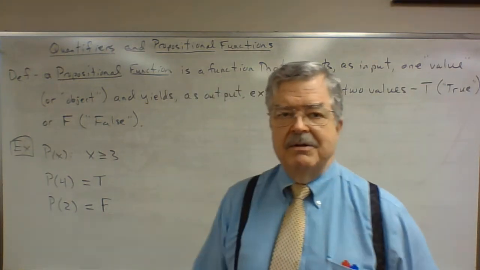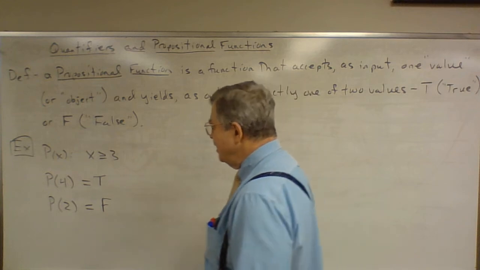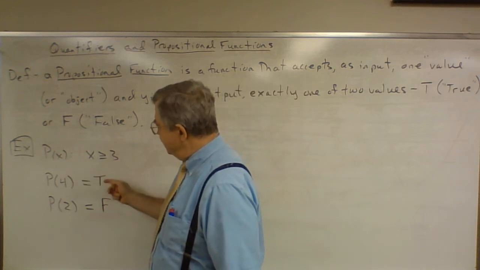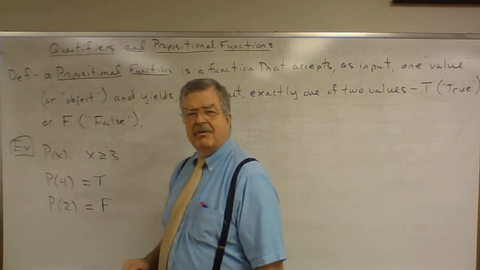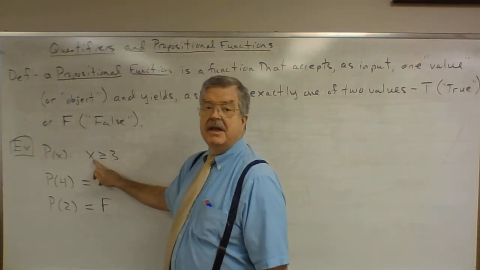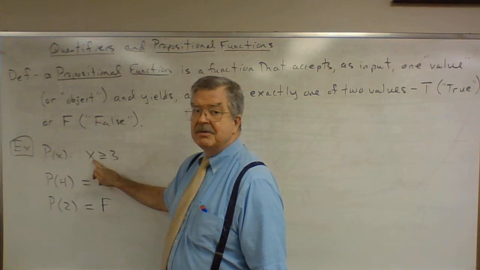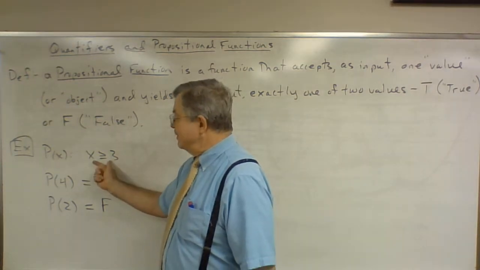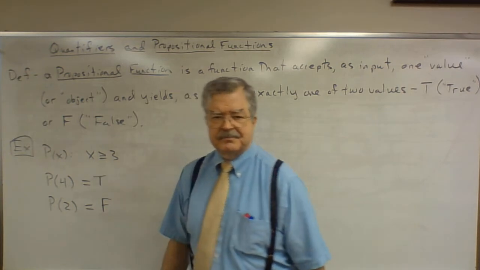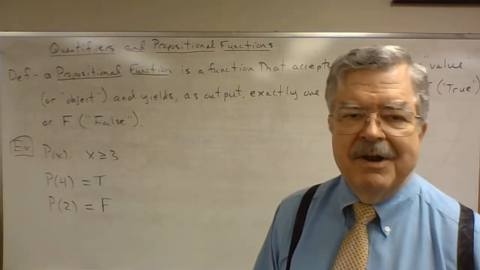And for all real numbers x, this propositional function will either yield true or false, because for all real numbers x, either x is greater than or equal to 3, or it's not. So either the statement is true or it's false. Now let's look at another example.